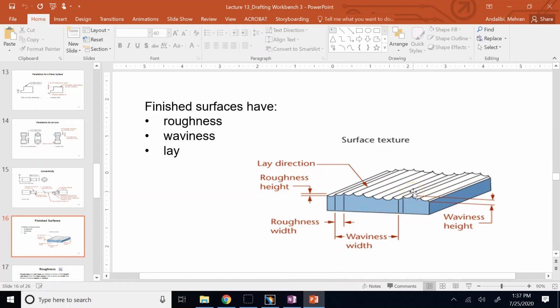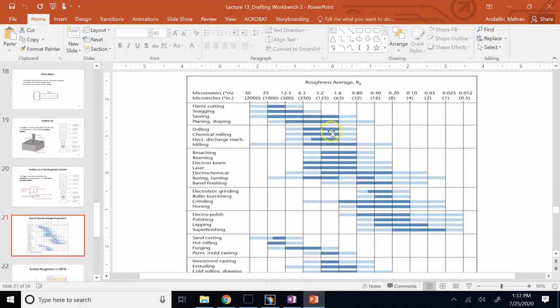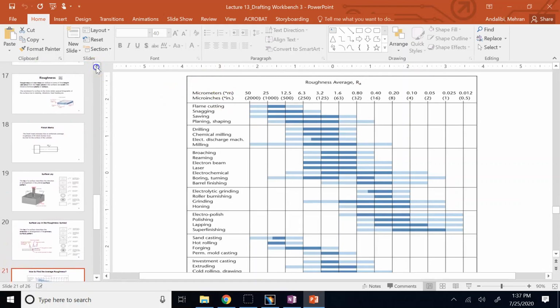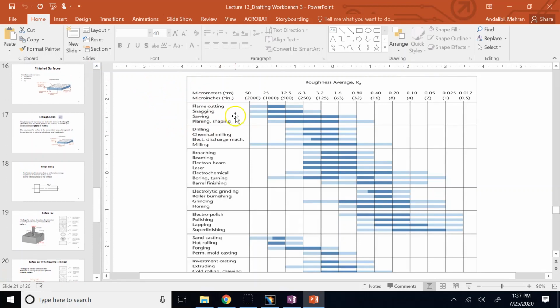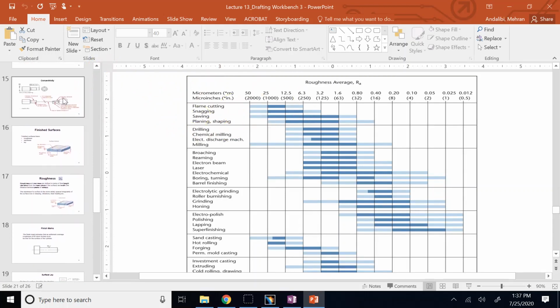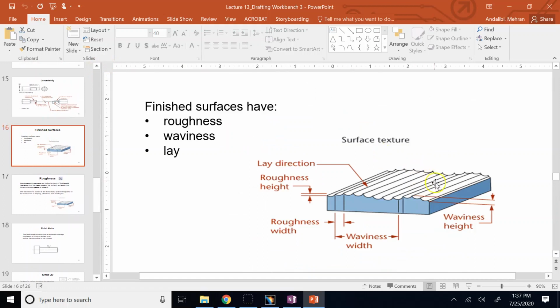So how would you specify this, and how would you know how much smoothness you can get from a manufacturing process? So first of all, how would you quantify this roughness, and how would you know what manufacturing method gives you how much average surface roughness, so that the manufacturer can know how to finish the surface and give you the surface finish that you want? So first, how to quantify it.